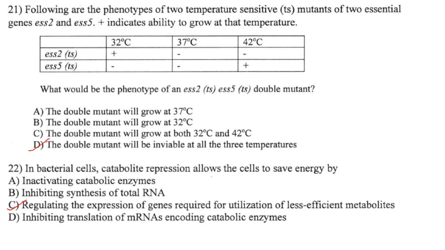The bacterial cell catabolite repression allows the cell to save energy by. So it allows the cell to save energy by regulating expression of genes required for utilization of less efficient metabolites. Answer is option C.